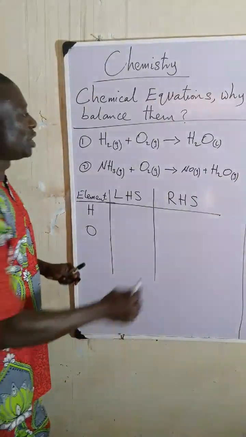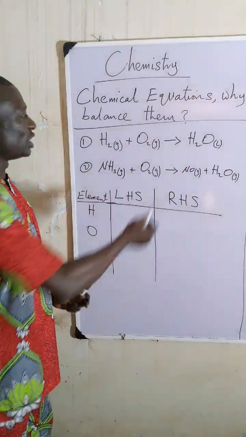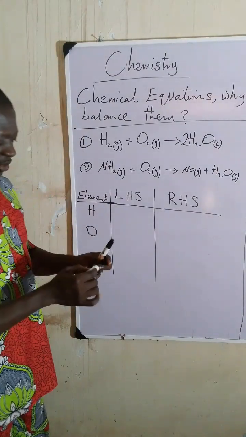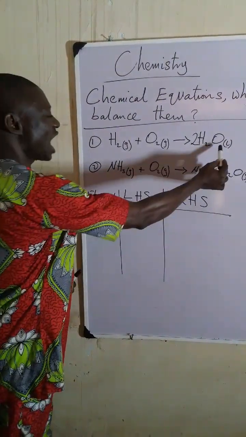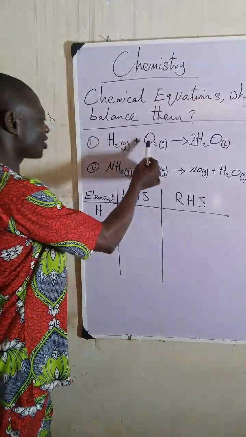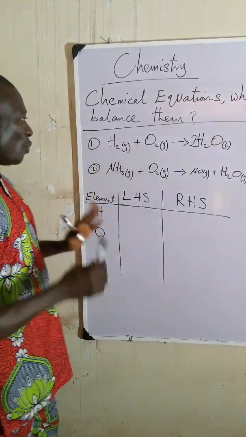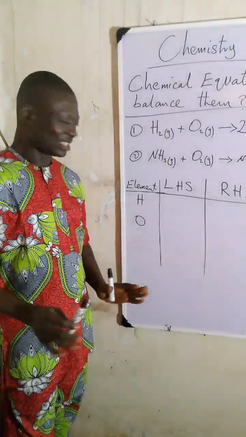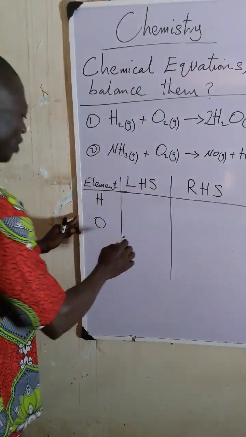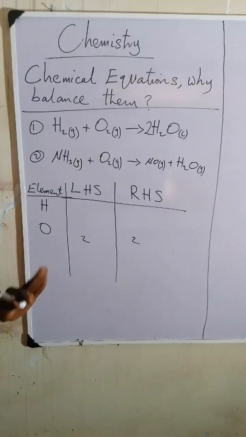What do we do? Do we go here and put 2? No, because that is not the formula of water, which is the product. So we are going to use coefficients here and write 2. In this case, we have 1 oxygen times 2, which is 2. Then oxygen on the right hand side is also 2, which means that oxygen has been balanced. On the left hand side we have 2, and on the right hand side we also have 2. So there's no problem.